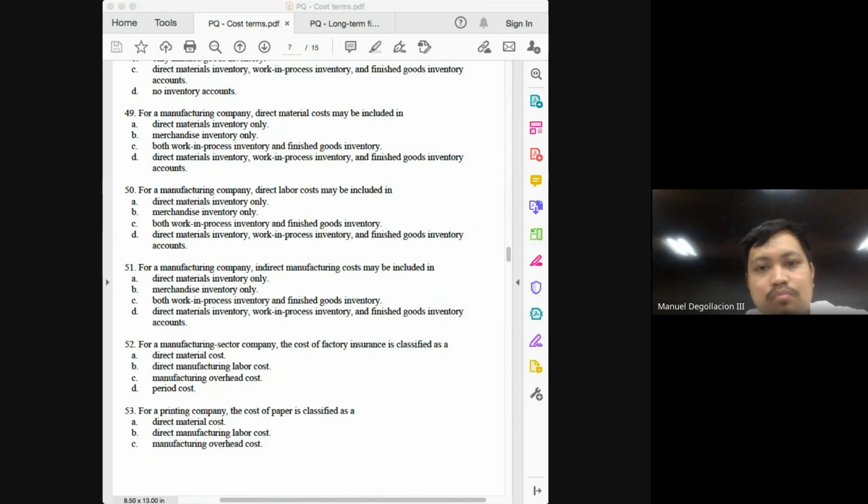Number 52, for a manufacturing company, the cost of factory insurance is classified as A. Definitely not direct material, class, also not manufacturing labor. Insurance can be a period cost, but if it's insurance on the factory, class, then that can be part of your overhead cost. So the answer to number 52 would be Charlie.